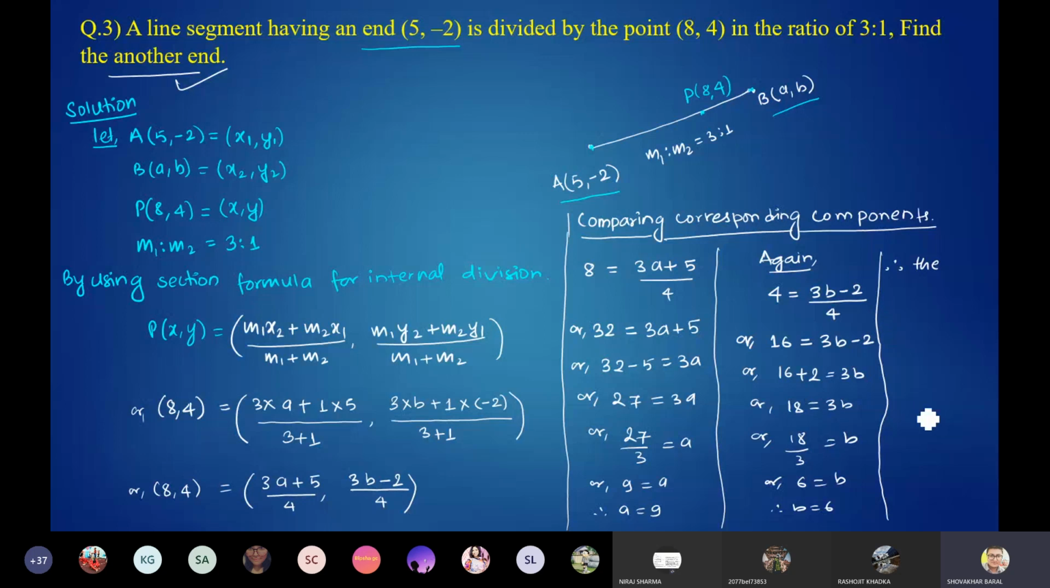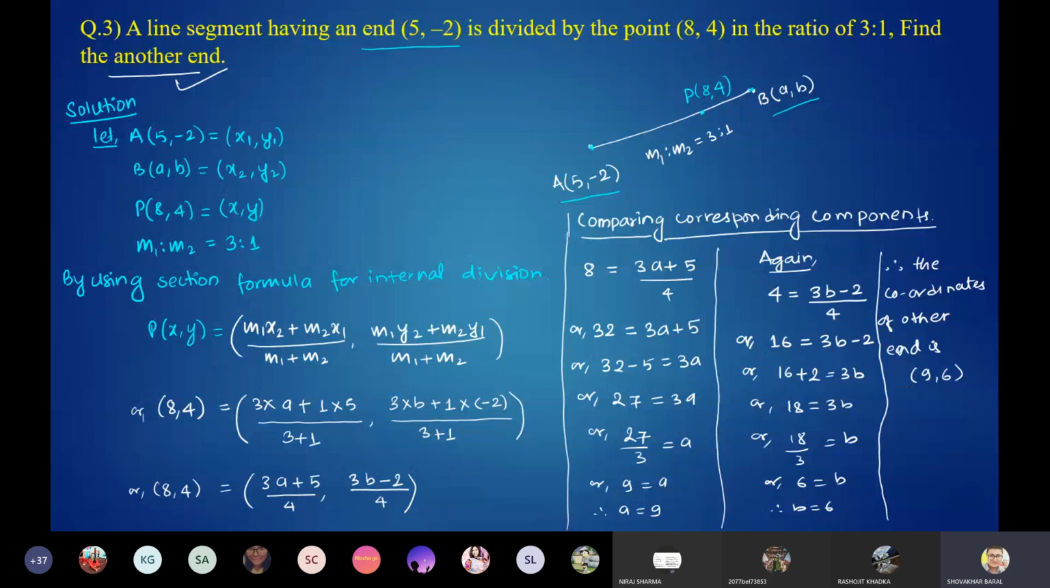Therefore the coordinates of the other end is a, b. Value of a is 9 and the value of b is 6, so 9, 6. Simply you can write 9, 6 also, because a, b, p are not stated in the question. Therefore the coordinate of the other end is 9, 6.